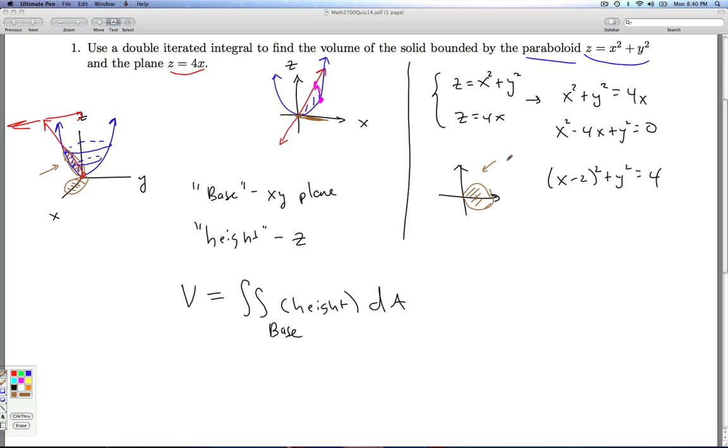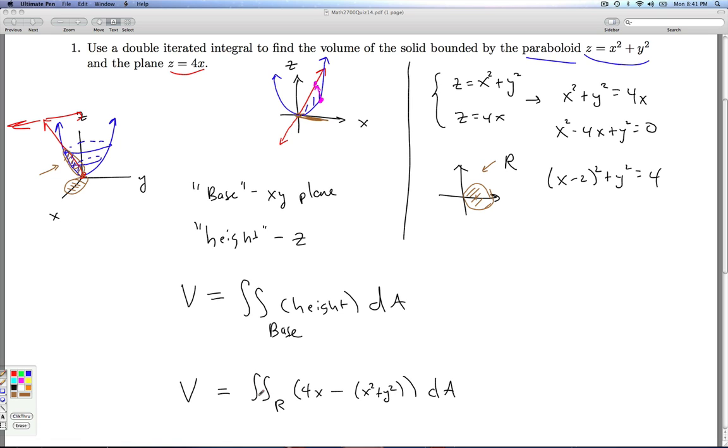So I'm going to call this region here R. That's the circle and everything inside it. That's the double integral over R. And for the height, we take the top minus the bottom. That's z equals 4x minus z equals x squared plus y squared dA. So that's the double integral that's going to compute the volume for us.